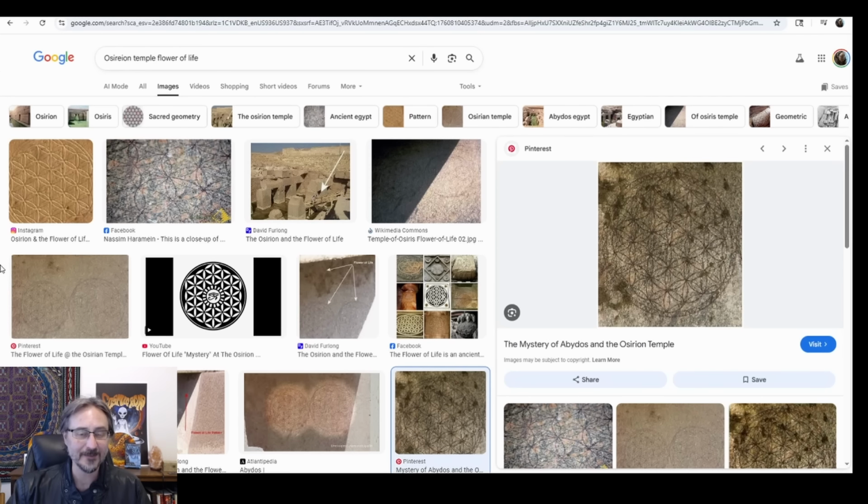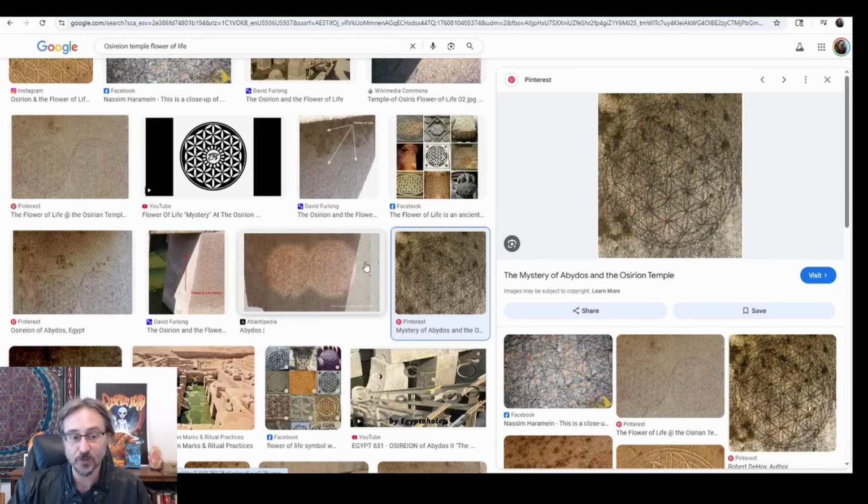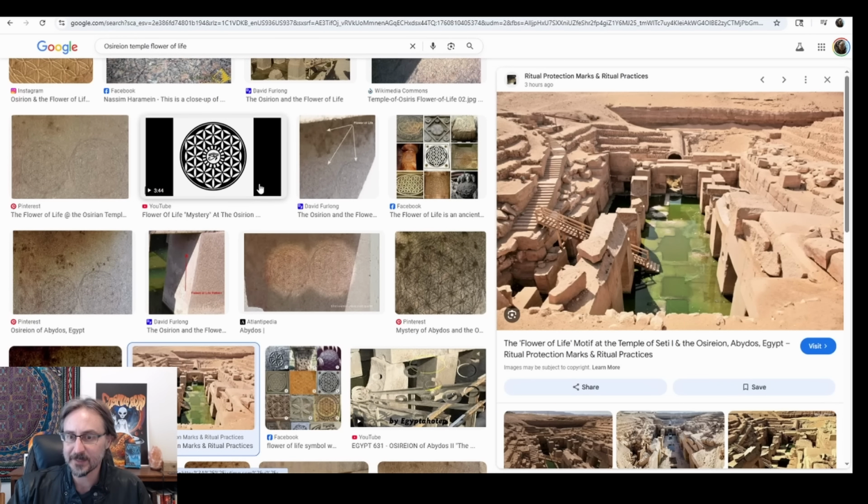Some have pointed out the similarity to the Flower of Life graffiti found on the Temple of Osirion. I'm probably butchering that name. Really cool temple. I've talked a little bit about that before. But it turns out Pythagoras studied in Egypt for at least 10 years.